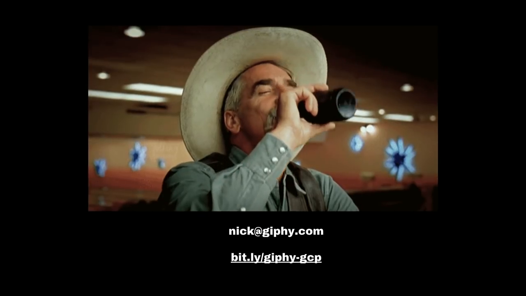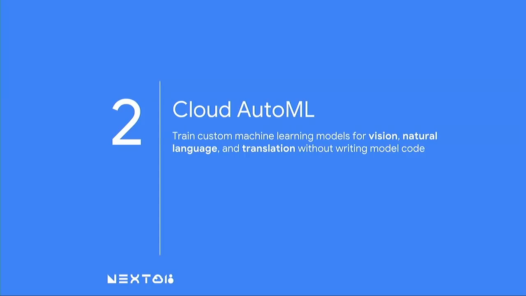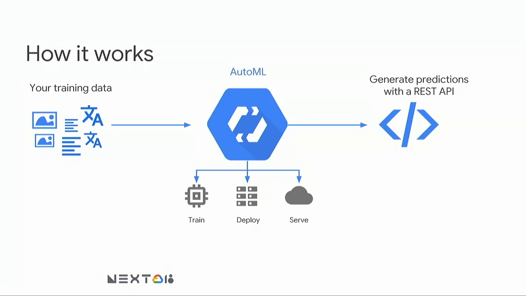Thanks, Nick. Awesome to see customers using these APIs in production. So a lot of times when I present on our APIs, the first question I always get is, what if I want to train these APIs on my own custom data? And for that, I'm super excited about our newest product in cloud machine learning, Cloud AutoML, which lets you train your own custom machine learning models for vision, natural language, and translation without requiring you to write any of the model code. So this is a diagram of how it works.